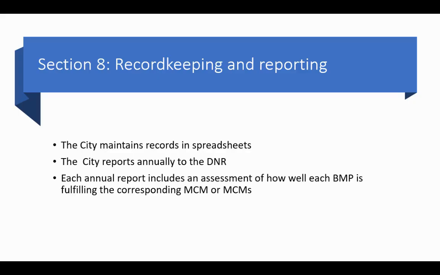Also, previously, the city reported once every other year to the DNR. Now the city will be reporting annually, and each of those annual reports will include an assessment of how well each BMP is functioning to fulfill the minimum control measure or minimum control measures associated with it. You may have noticed some of the BMPs fulfill multiple MCMs, like the stormwater complaint forms on the city website help nearly every single MCM that we have. So it would be assessed how well it fulfills each of those.